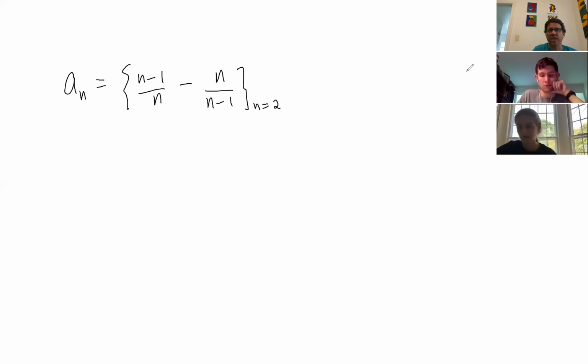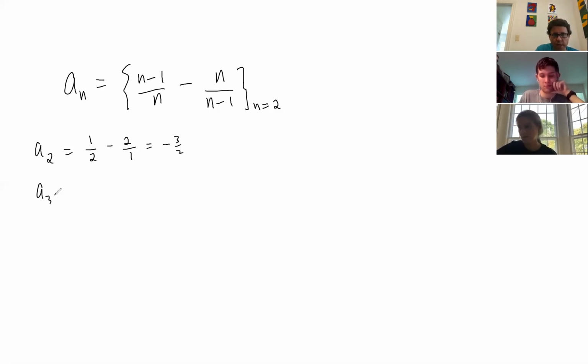So what happens there? Let's just start doing the pattern. A1, so plug in 1, I can't plug in 1. I said I couldn't plug in 1. I have to start at 2. So I'll get 1 over 2 minus 2 over 1. So that is negative 3 halves. It's a half minus 2, so negative 3 halves.